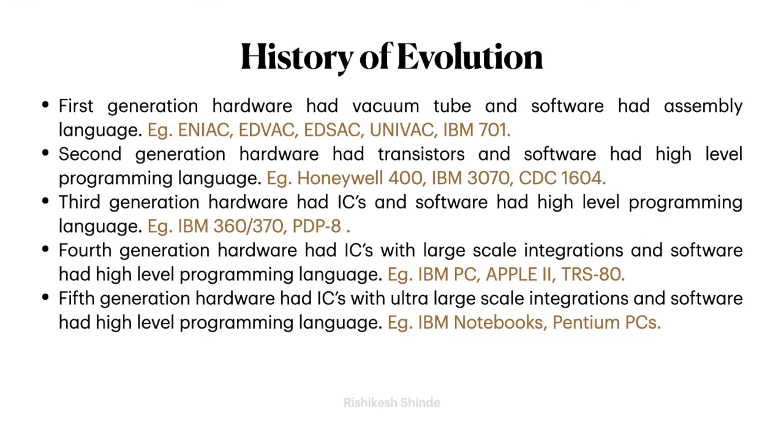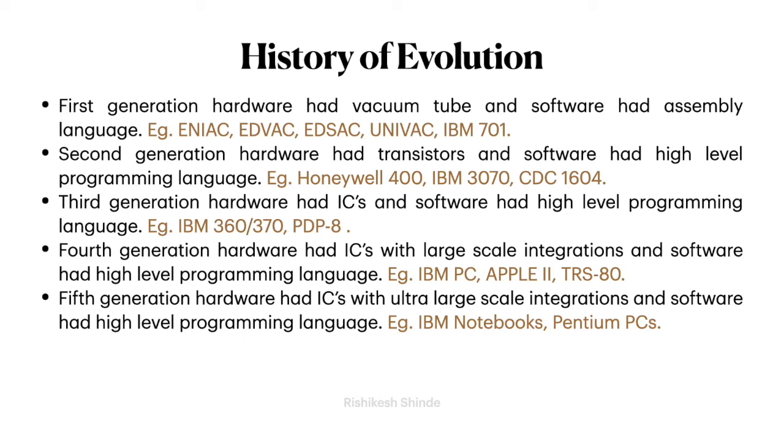Now let's have a look at the history of evolution of computer hardware and also computer software. The history of computers can be understood by looking at five generations. With each new generation of computers, there has been an advancement in computer technology.